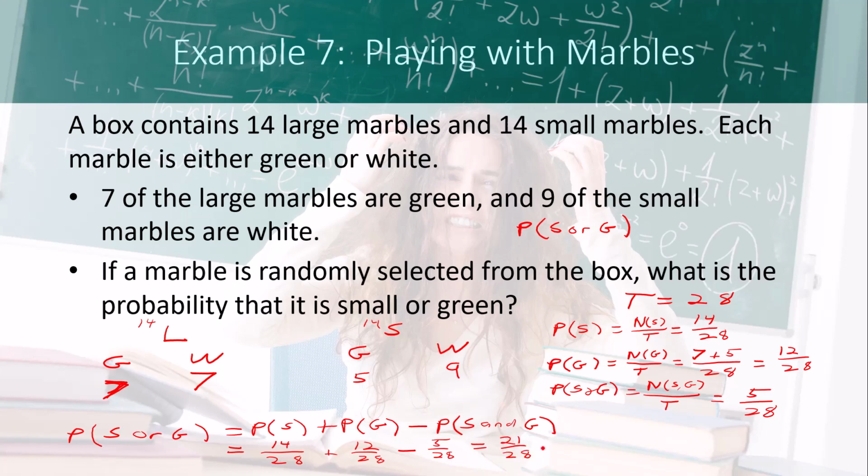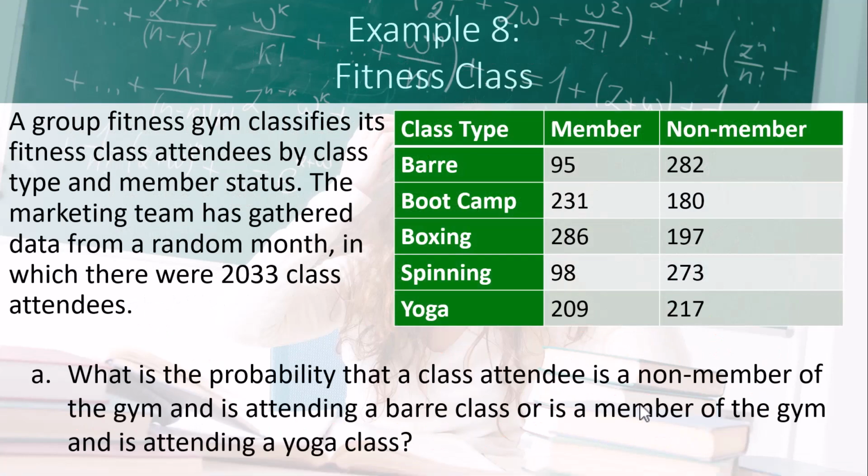Notice that they both have a common factor of 7, so this will reduce to 3/4. Or if you want to write this as a decimal, it would be 0.75. Okay, so either of these two answers would be acceptable. Okay, and this brings us to our last example.